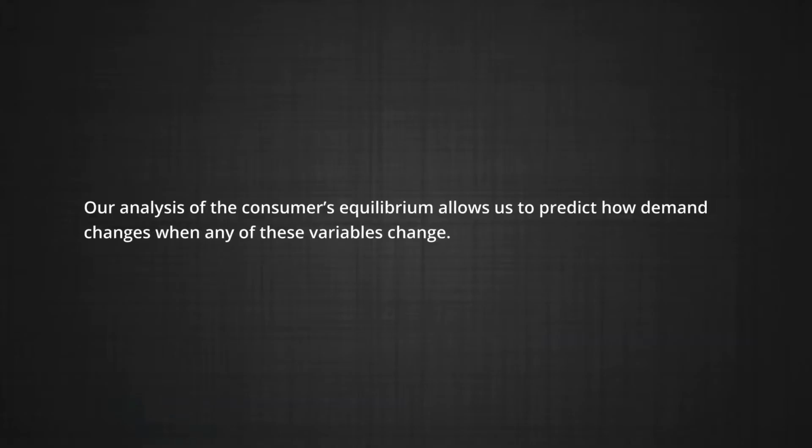Let us explore the effect of a price change on demand. So, if the price of the commodity changes, our analysis of consumers' equilibrium allows us to predict how demand changes when any of these variables change. In order to achieve clarity on the matter, economists use a strategy to change only one variable at a time, keeping all other variables unchanged.